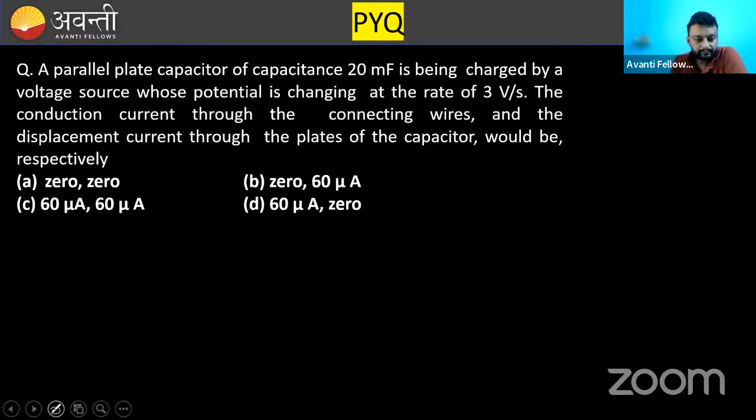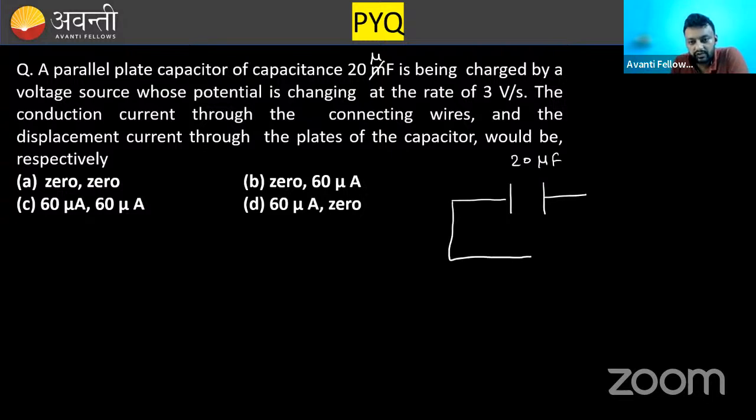Again, the question says a parallel plate capacitor of 20 microfarad. This is not milli, this is microfarad. It is charged by a voltage source whose potential is changing at a rate of, that means dV over dt is given.